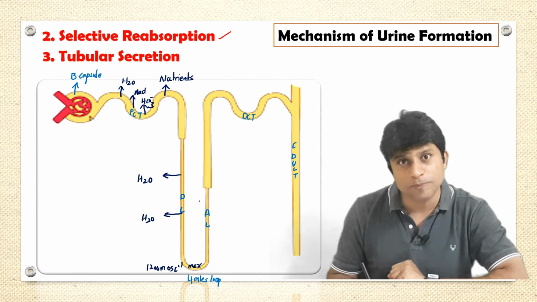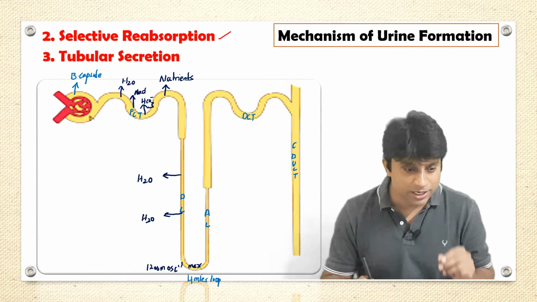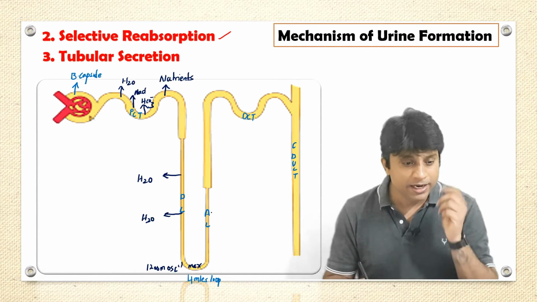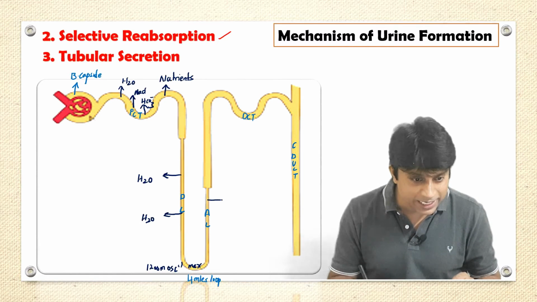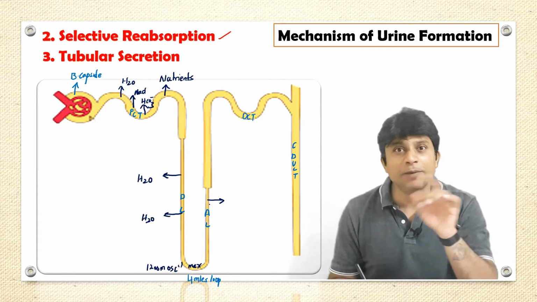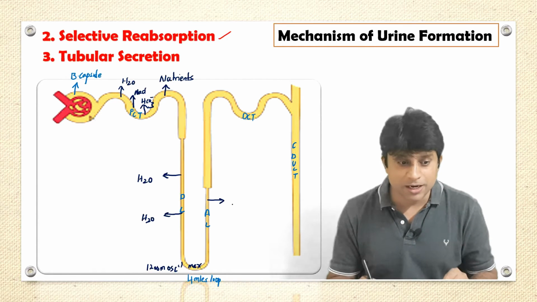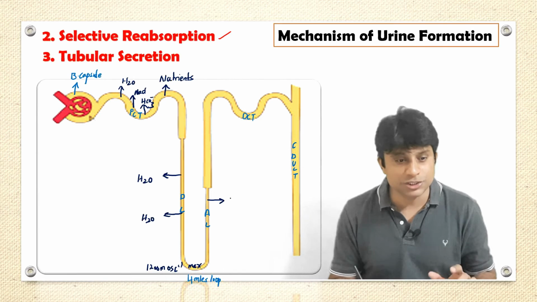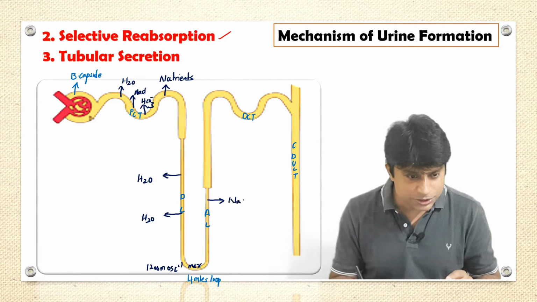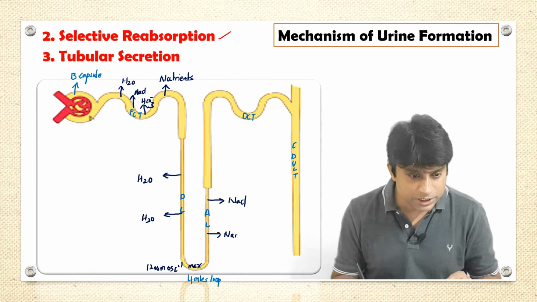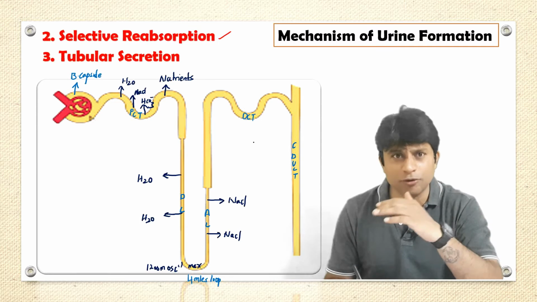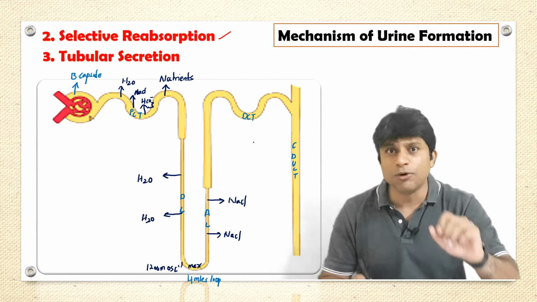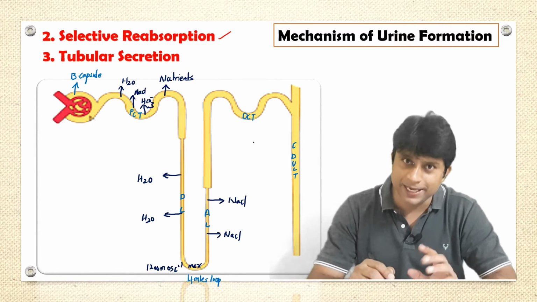From the hairpin bend, the renal fluid enters the ascending limb. Now, the walls of the ascending limb are impermeable to water, but permeable to salts, that is electrolytes. So reabsorption of salts like sodium chloride and other electrolytes occurs, but there is no reabsorption of water in the ascending limb.